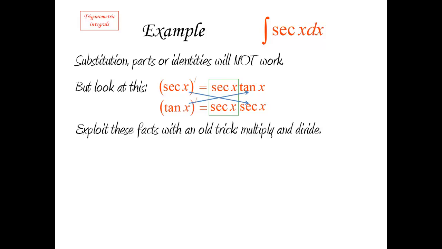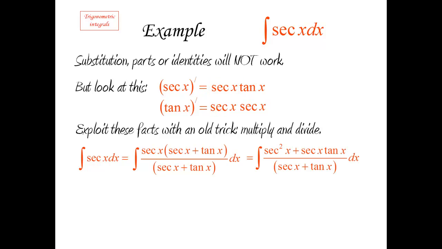Okay, what we're going to do is take advantage of this fact, and we're going to use an old trick, that is multiplying and dividing. So we're going to start from our secant x, and we're going to multiply and divide by the sum of secant plus tangent. Okay? So if you actually expand the top, that ends up looking like that, secant squared plus secant tangent. Well, as you can see, in the top we have the derivative of the bottom. And that suggests doing a change of variable, a substitution.